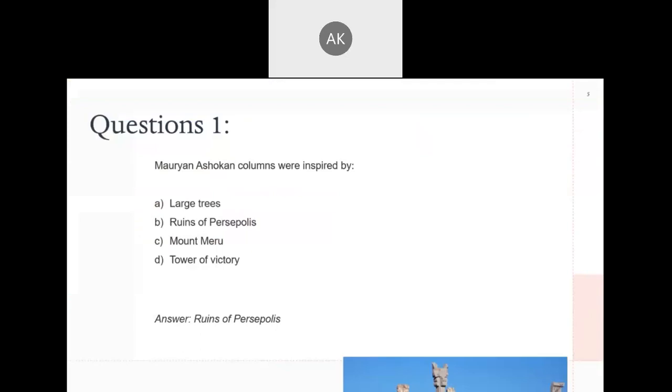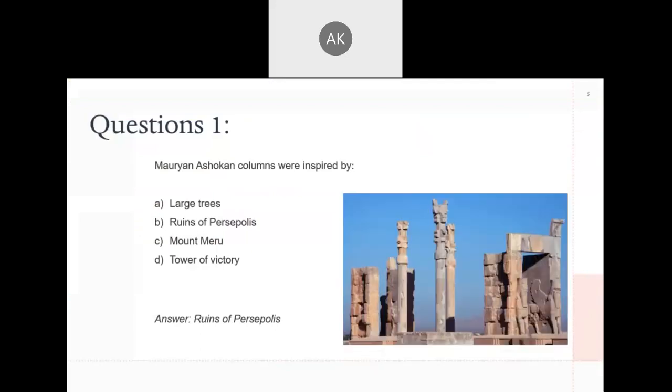So the Ashokan columns are inspired by the ruins of Persepolis. These are the Persepolis ruins. The Ashokan column structures have got their inspiration from these columns. These are also built in stone.